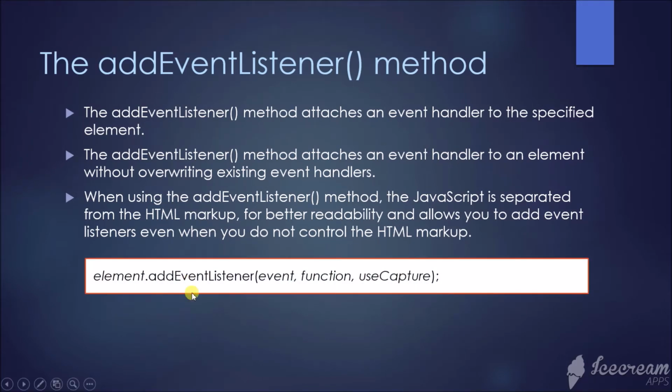So ito yung syntax natin on how we attach an event listener method. So the element, then the addEventListener method, then dito naman yung event gagamitin natin where we try to attach, then yung function tatawagin natin, then yung use capture. Okay? So later i-discuss natin much more on details yung use capture. Okay?